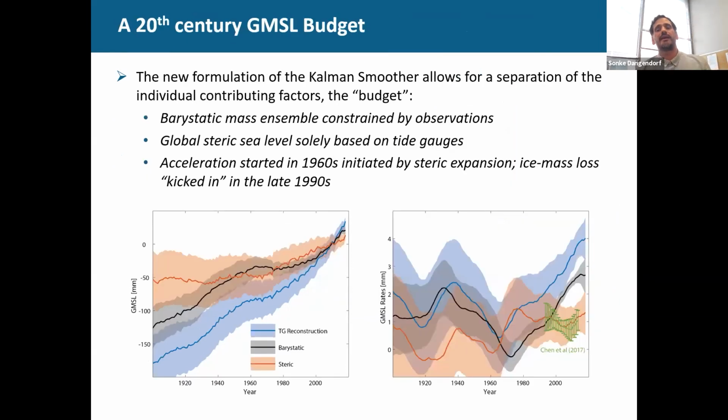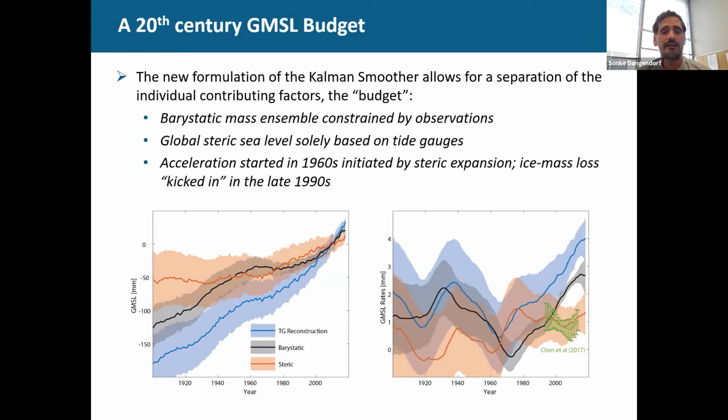But the big new thing with our new approach, we are now able to not only estimate the global average, but also separate barystatic from steric sea level changes. This is now added in these plots. In blue, we see again our total global mean sea level reconstruction over 1900 to 2018. And then in black and red, the barystatic and steric contributions respectively.